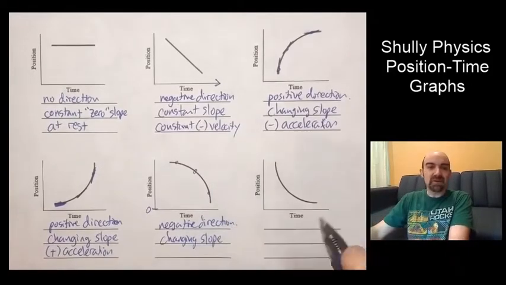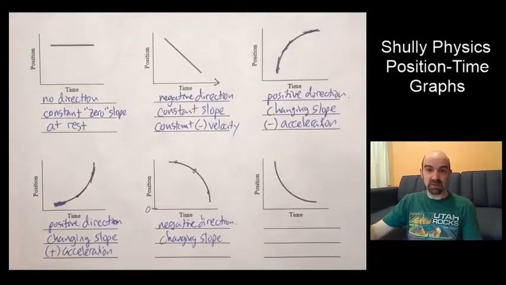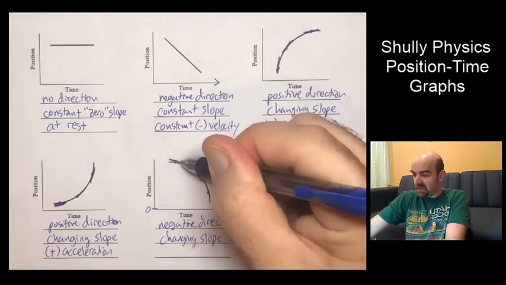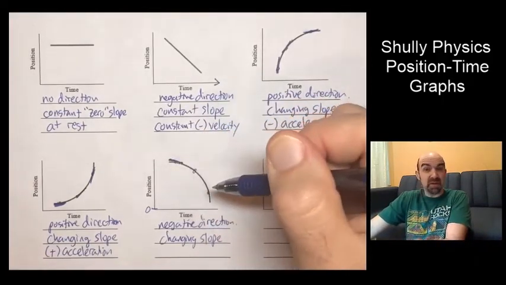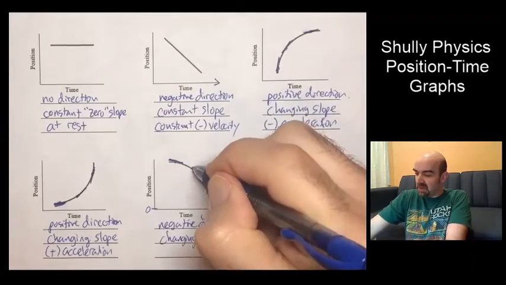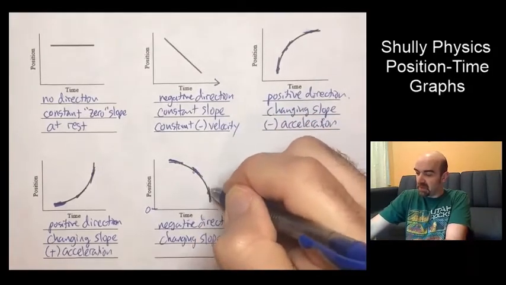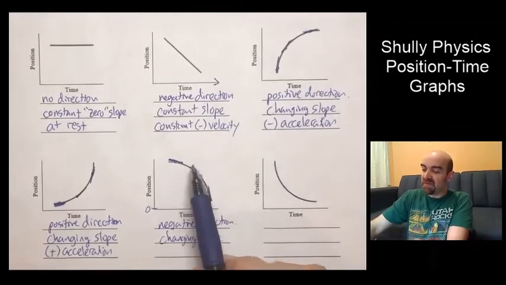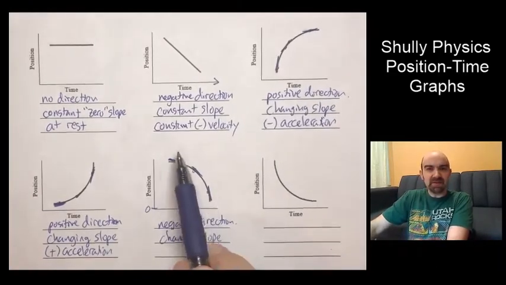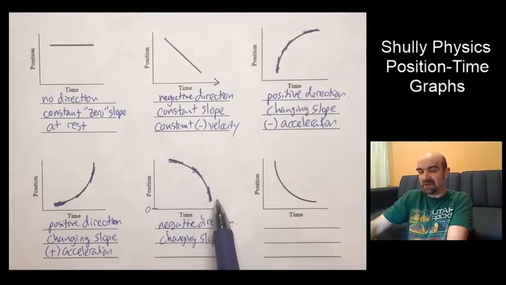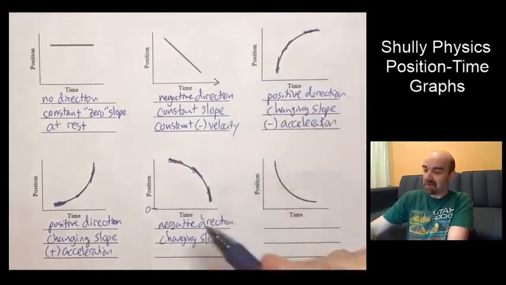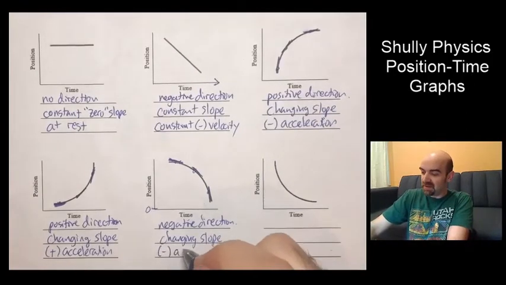So how are these velocities changing? The slope is changing, so the velocity changes. The slope starts out kind of small but negative and becomes steeper and more negative. So even though it's getting faster in the negative direction, since the slopes are becoming more negative, this is a negative acceleration.